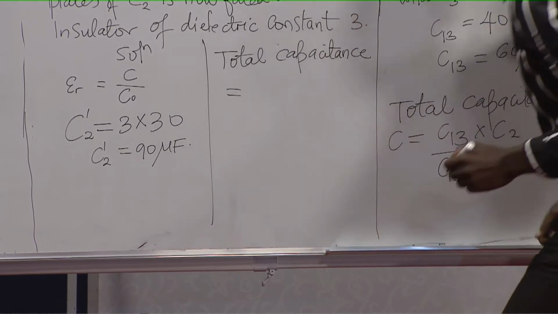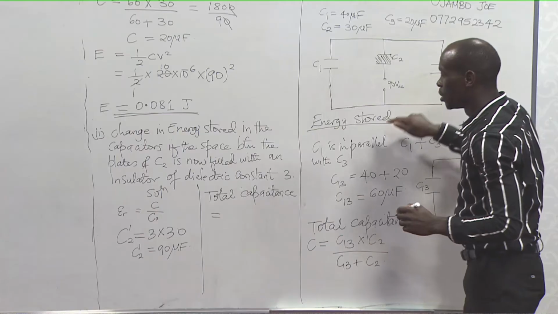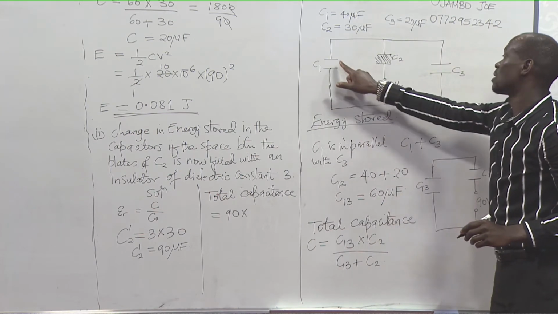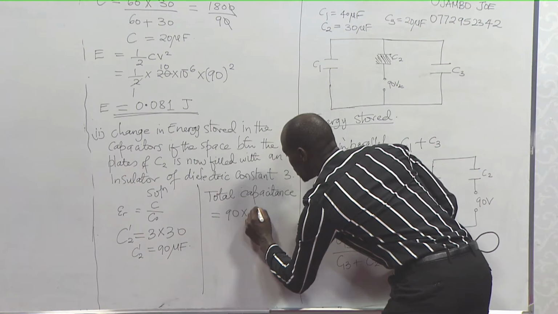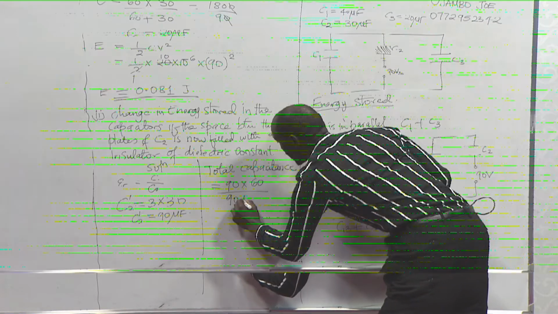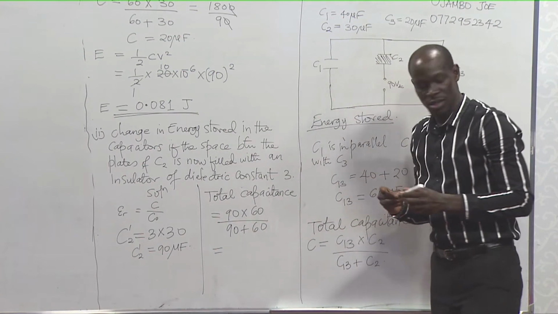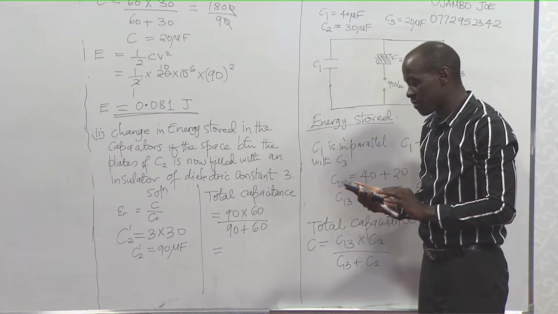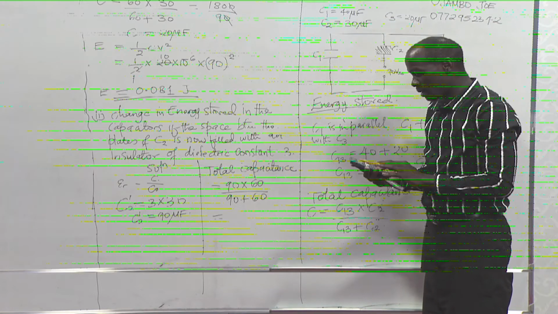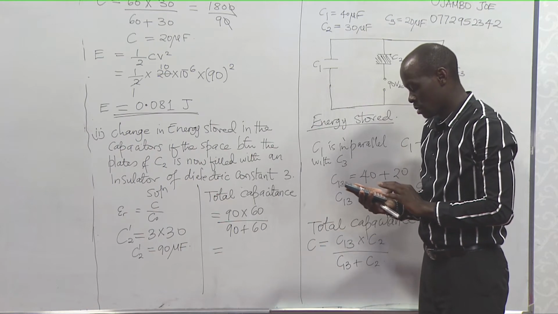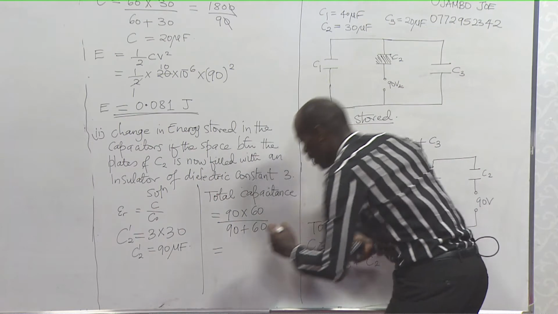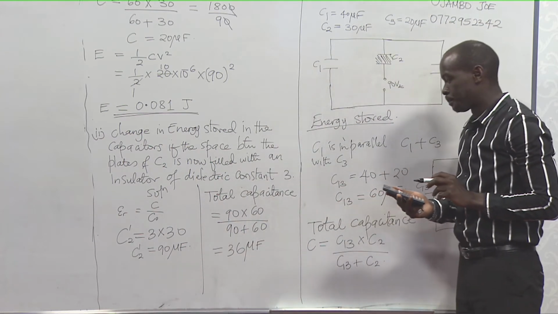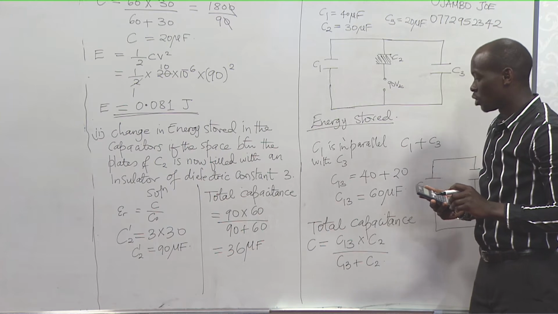Will then be equal to the new capacitance C2, which is 90. The effective of 1 and 3 will remain the same because nothing has been changed. So it will be 90 times 60, which is 5,400, divided by 150. That gives, I have got 36 microfarads. I hope everyone else has got the same. So that is our new total capacitance.